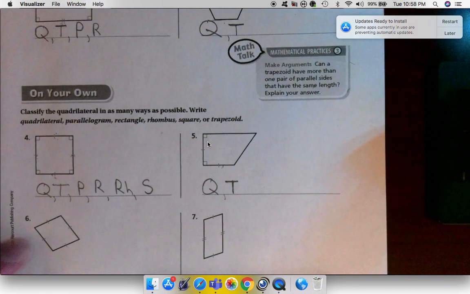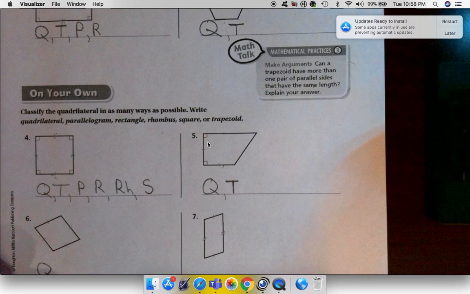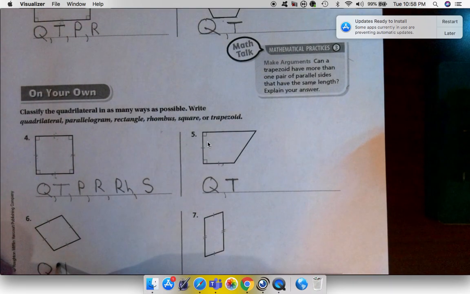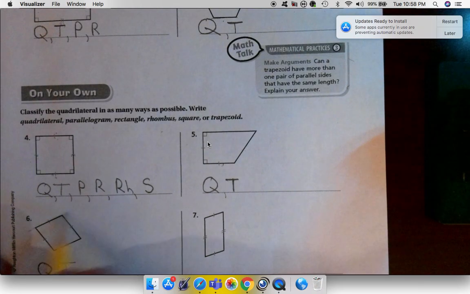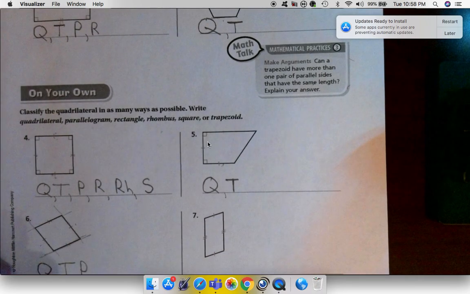Let's go to the next one. Quadrilateral? Yep. At least one set of parallel sides? Yep. Here and here are parallel. Here and here are parallel. They're equal distance apart. So yes, I am a parallelogram because they are parallel and the opposite sides are congruent.